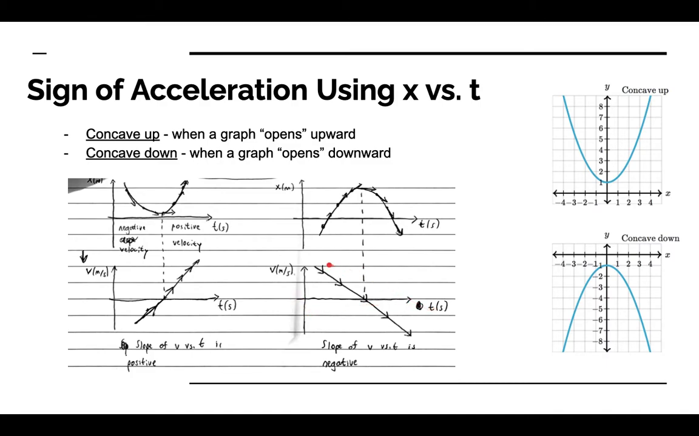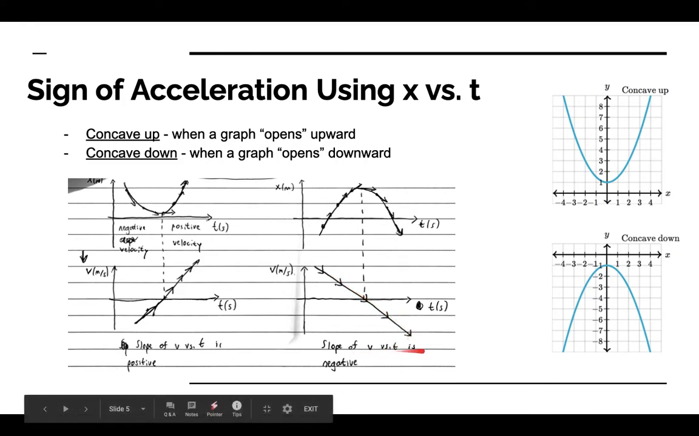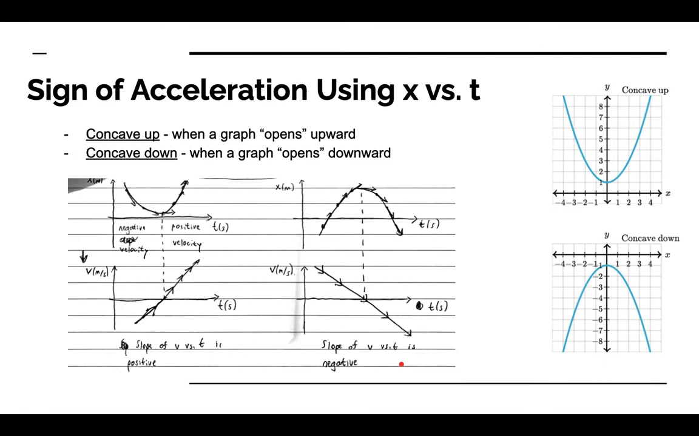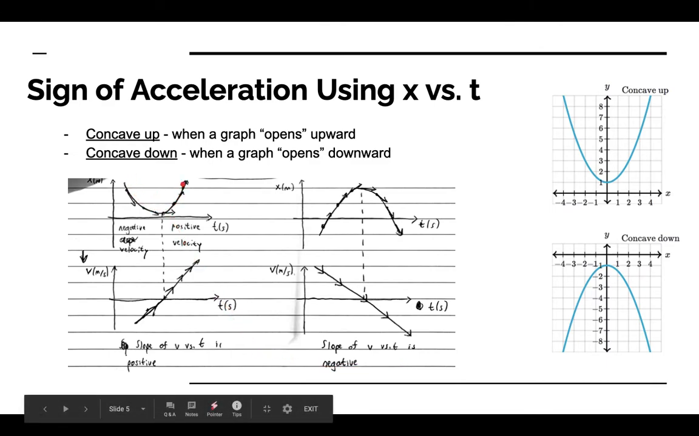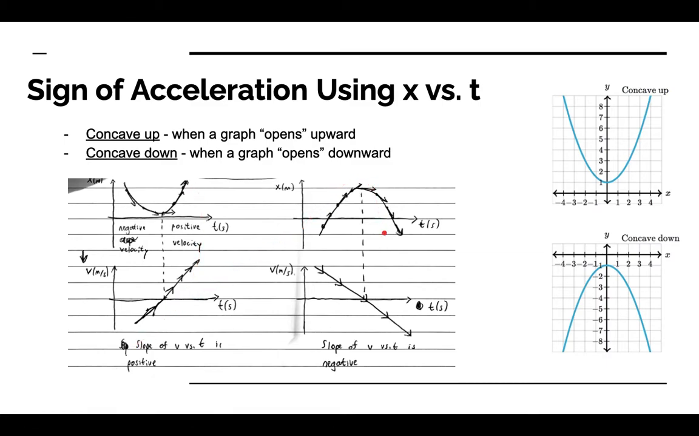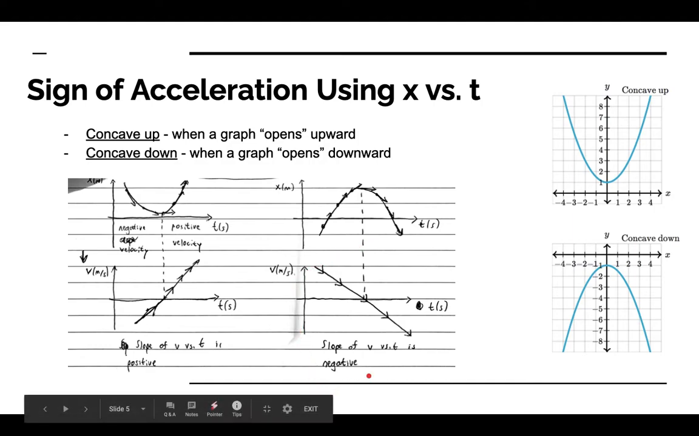What we see here is that the slope of the velocity versus time graph for this specific scenario is negative. So for a scenario where our position versus time graph is concave down, the slope of the associated velocity versus time graph is negative, and hence the acceleration is negative. So when we're concave up, our acceleration is positive, and when our position versus time graph is concave down, our acceleration is negative.